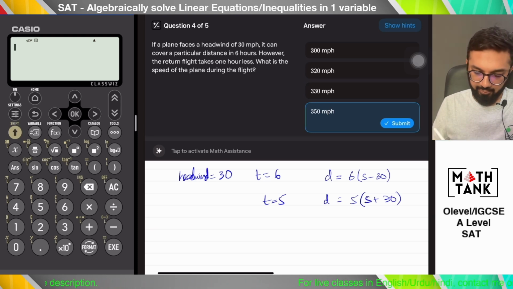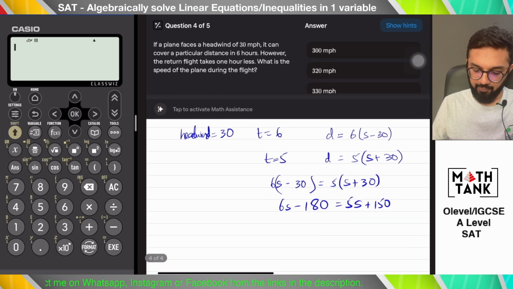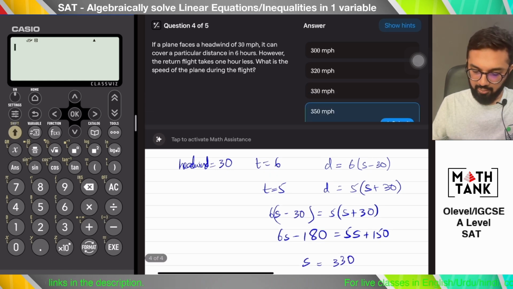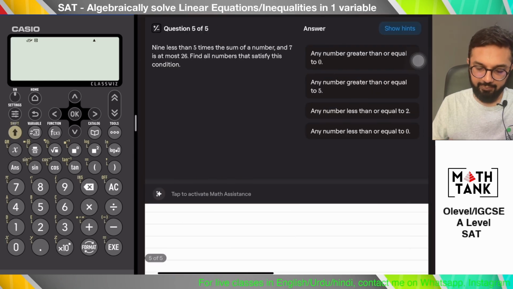So 6 times (s minus 30) equals 5 times (s plus 30). 6s minus 180 equals 5s plus 150. s is therefore equal to 330. Okay, and I get s as the speed of the plane, so that should be the correct answer. Yes.